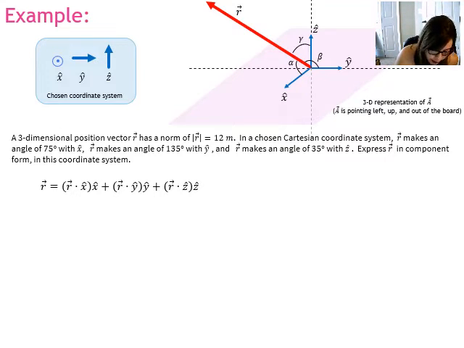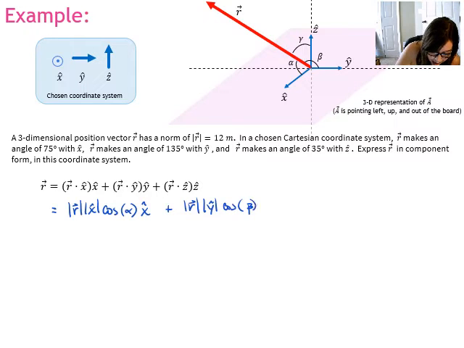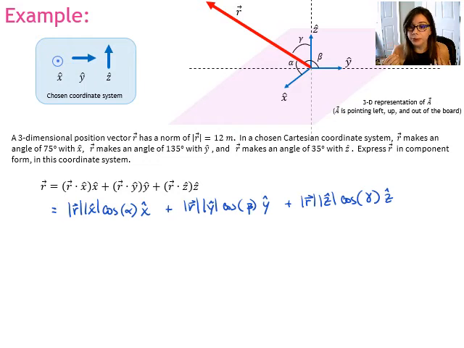So let's plug in some information here. I'm going to simplify each of these terms using the definition of the dot product. So r dot x hat would be the norm of r times the norm of x hat times the cosine of the angle between them, which I call alpha. And all of that is multiplied by x hat. Plus norm of r times the norm of y hat times the cosine of the angle beta. That's the angle between r and y hat. All of that gets multiplied by y hat. And now the norm of r times the norm of z hat times the cosine of this angle gamma, and all of that is multiplied by z hat.